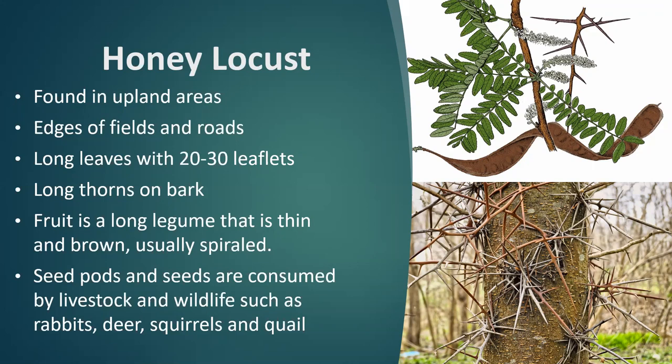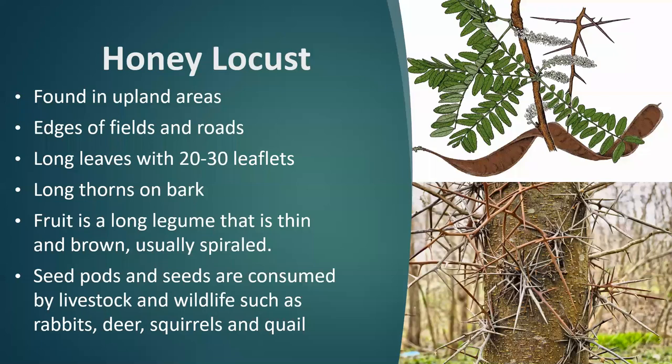Again, they are a pinnately compound leaf, so they're going to look similar to a black locust, but the dead giveaway is going to be the seed pod, as well as these just nasty thorns that are all over the trunk. So again, the fruit is going to be a legume, which is those pods, and those seed pods are pretty much consumed by a lot of different species.